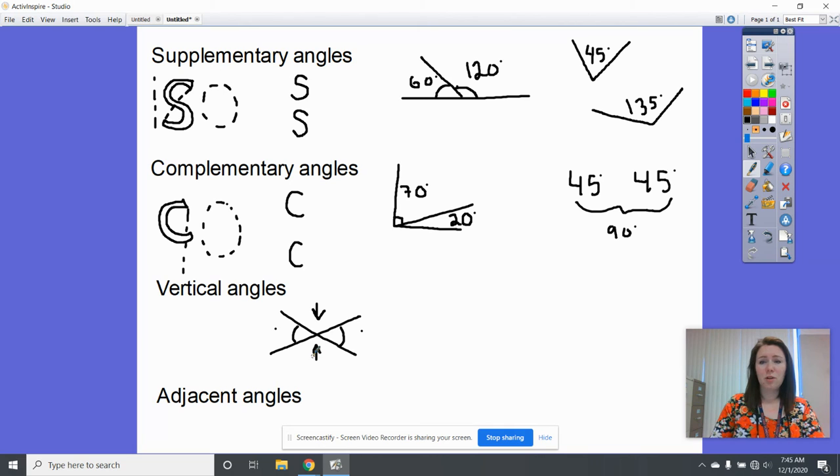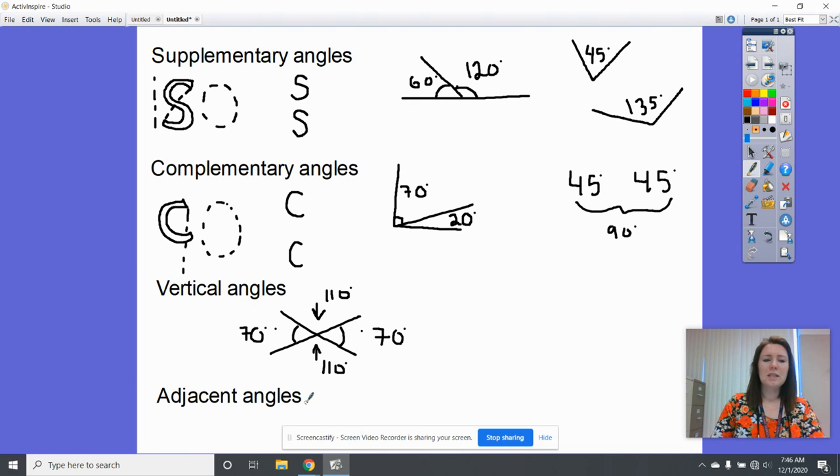A fact about vertical angles is that they are the same degree. So if this is 70 degrees, then this one also has to be 70 degrees. And if this is 110 degrees, then this one also has to be 110 degrees.